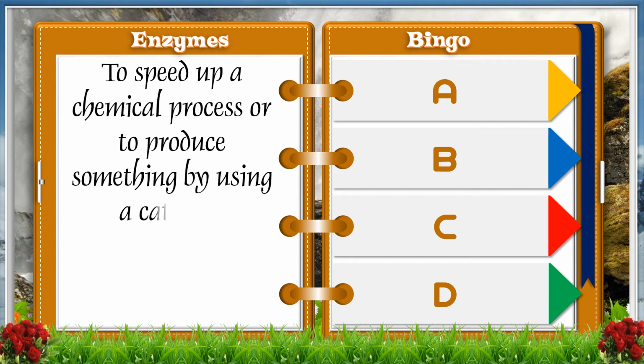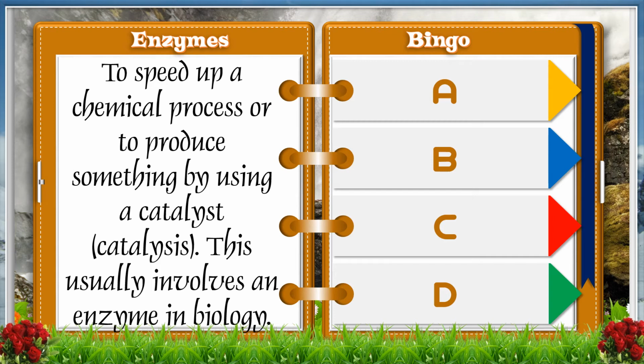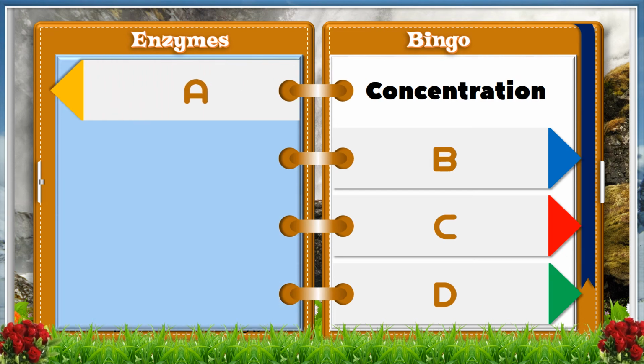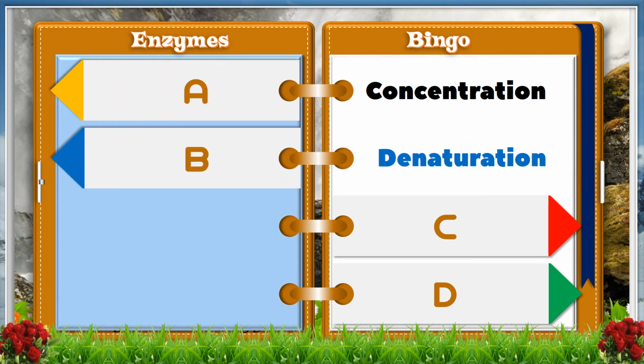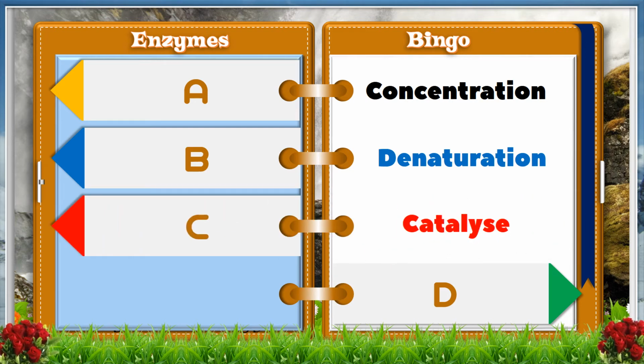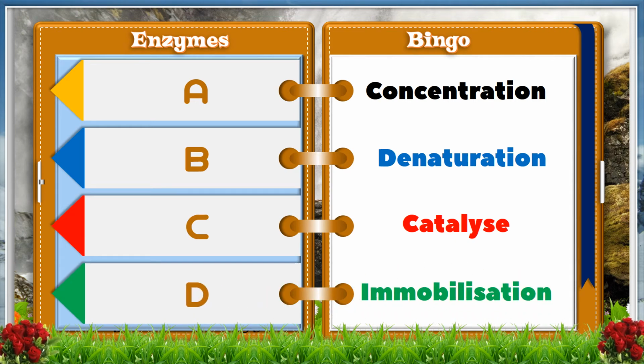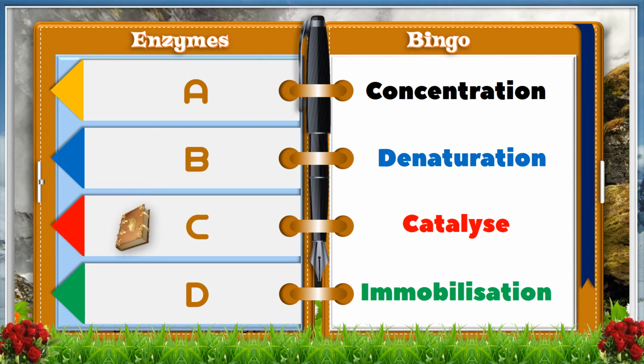To speed up a chemical reaction process or to produce something by using a catalyst. This usually involves an enzyme in biology. A. Concentration. B. Denaturation. C. Catalyze. D. Immobilization. And the answer is C. Catalyze.